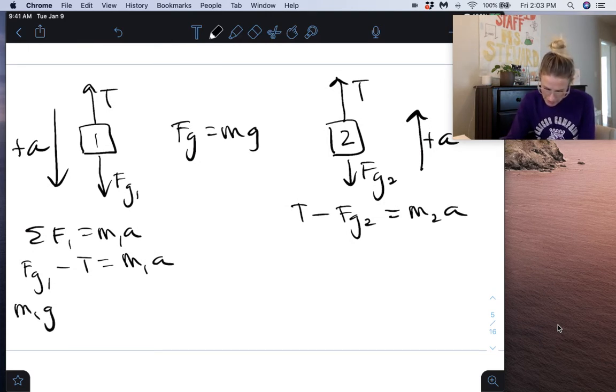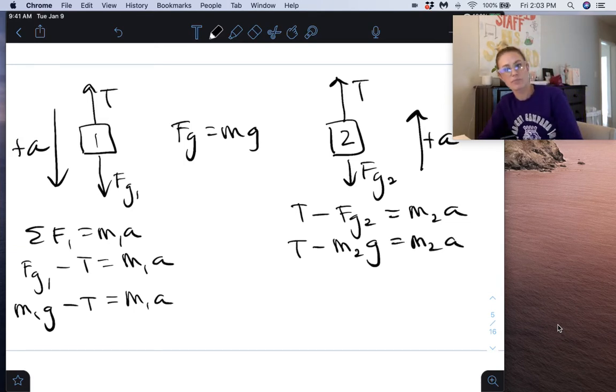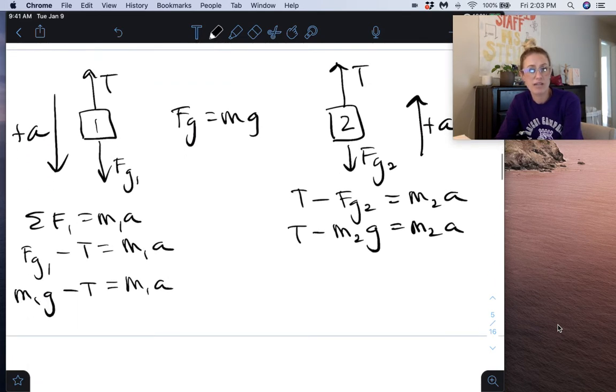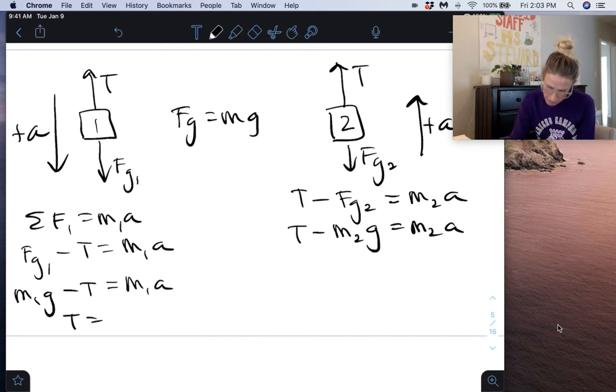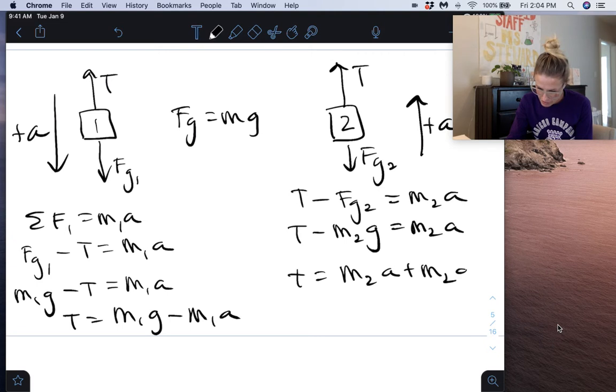So I get mass 1 times acceleration of gravity minus tension equals mass 1 times acceleration. And then here I get tension minus mass 2 times acceleration of gravity equals mass 2 times acceleration. Now, let's see what we're finding first. We're finding the acceleration of the machine first. So since we're finding acceleration first, I'm going to solve both of these equations for tension and then set them equal to each other. So for the first equation, we get tension is equal to mass 1 times g minus mass 1a. For the second equation, we get tension is equal to mass 2a plus mass 2g.